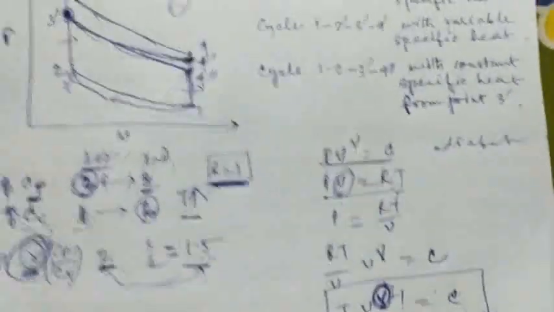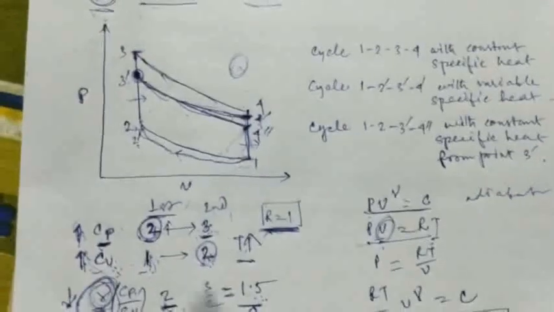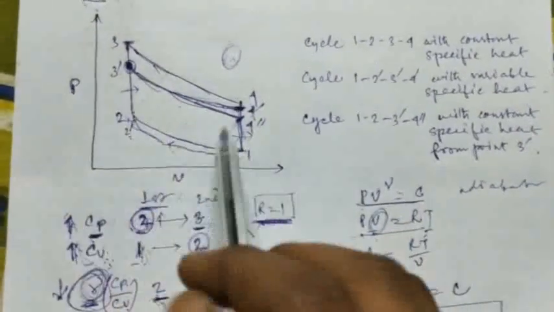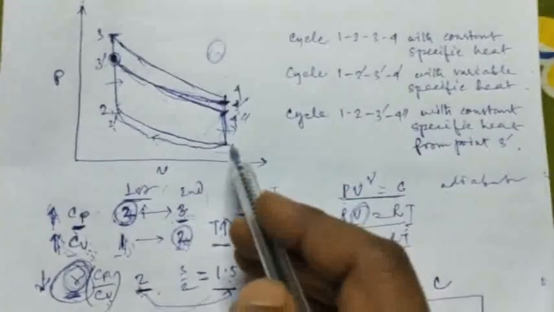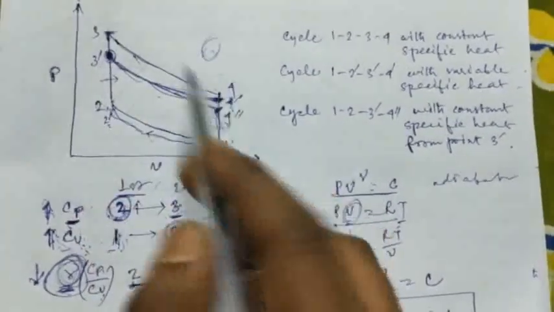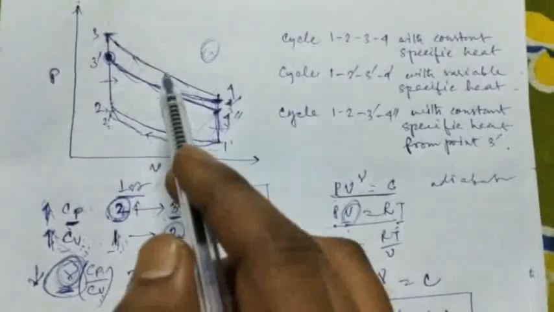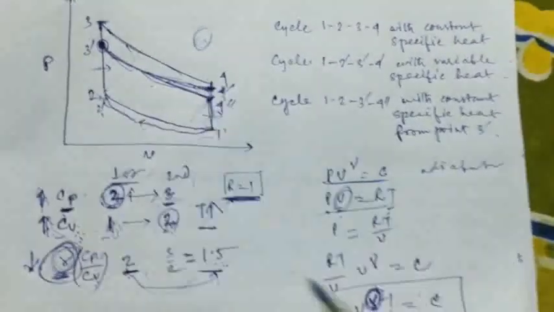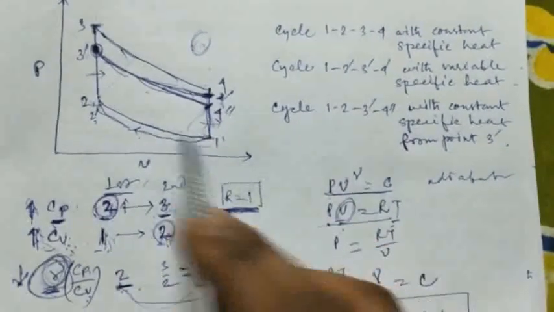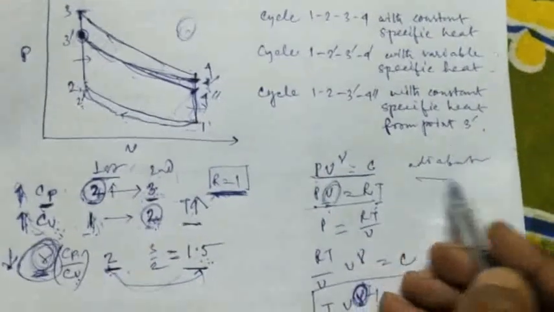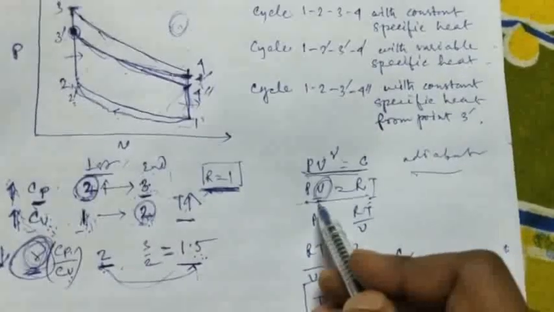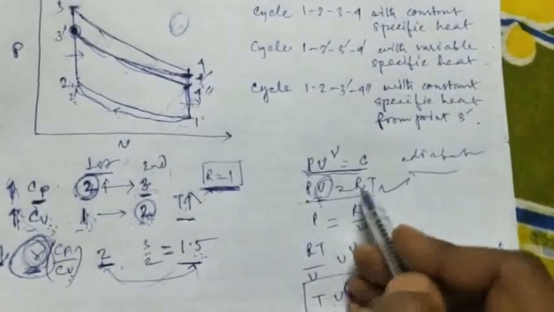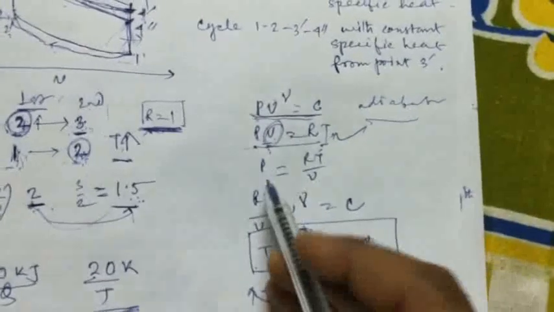Now to analyze any cycle, say this is a PV diagram of an Otto cycle. We are taking an Otto cycle for our analysis. So 1, 2, 3, 4 is our air standard Otto cycle. In this cycle, we know 1 to 2 and 3 to 4 are our adiabatic processes. For these two processes, we know PV to the power gamma equals constant, and for any process PV equals RT.